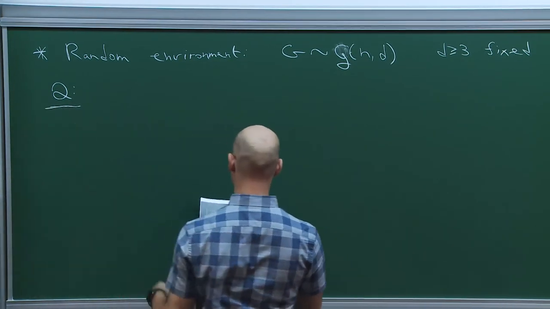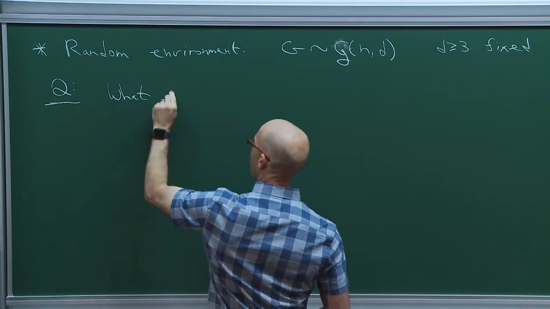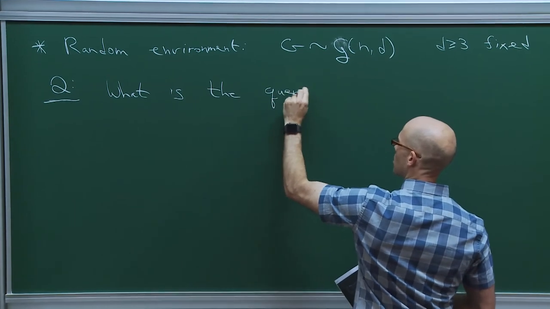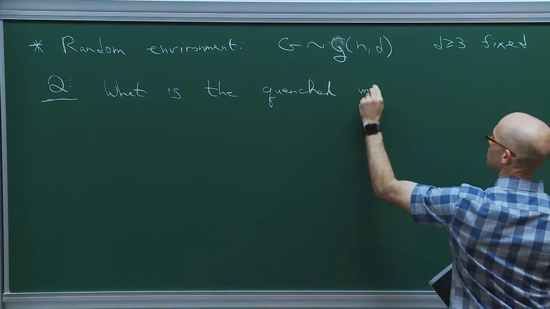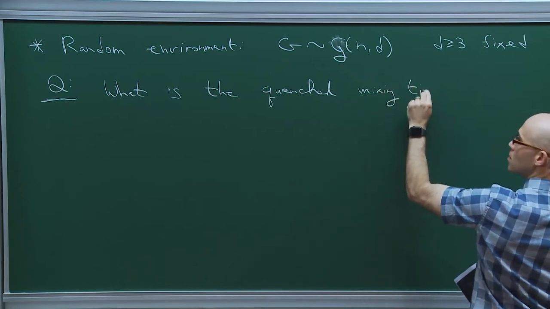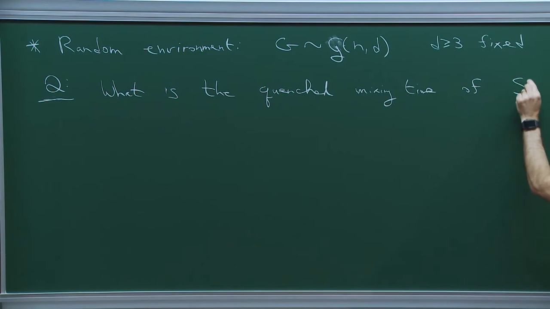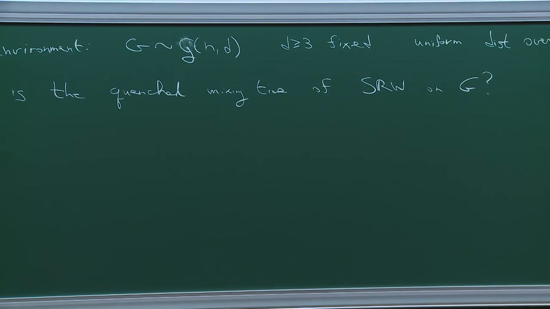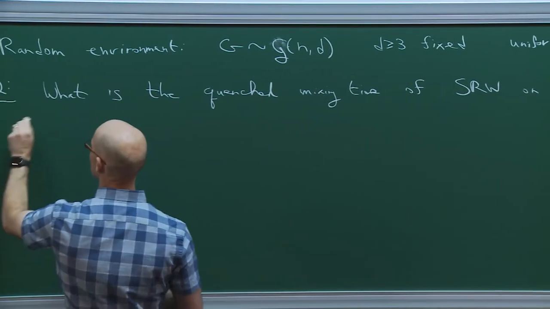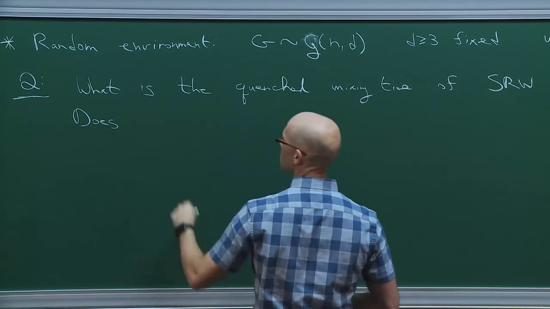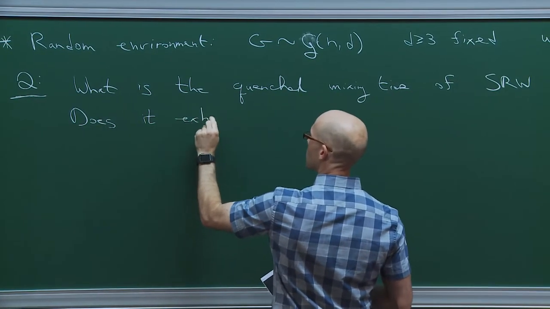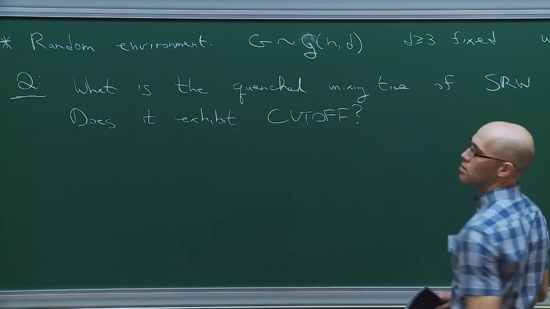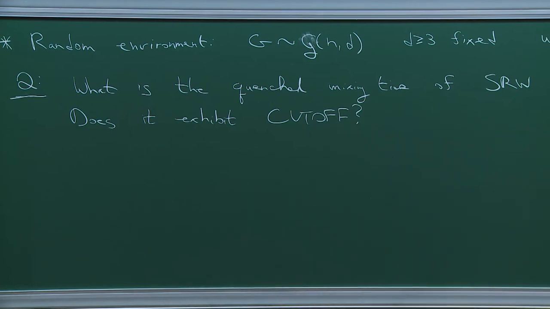And the question that we'll be interested in is, what is the quenched mixing time of simple random walk on G? So this is the main question. And in particular, we'd like to understand, does it exhibit cutoff?